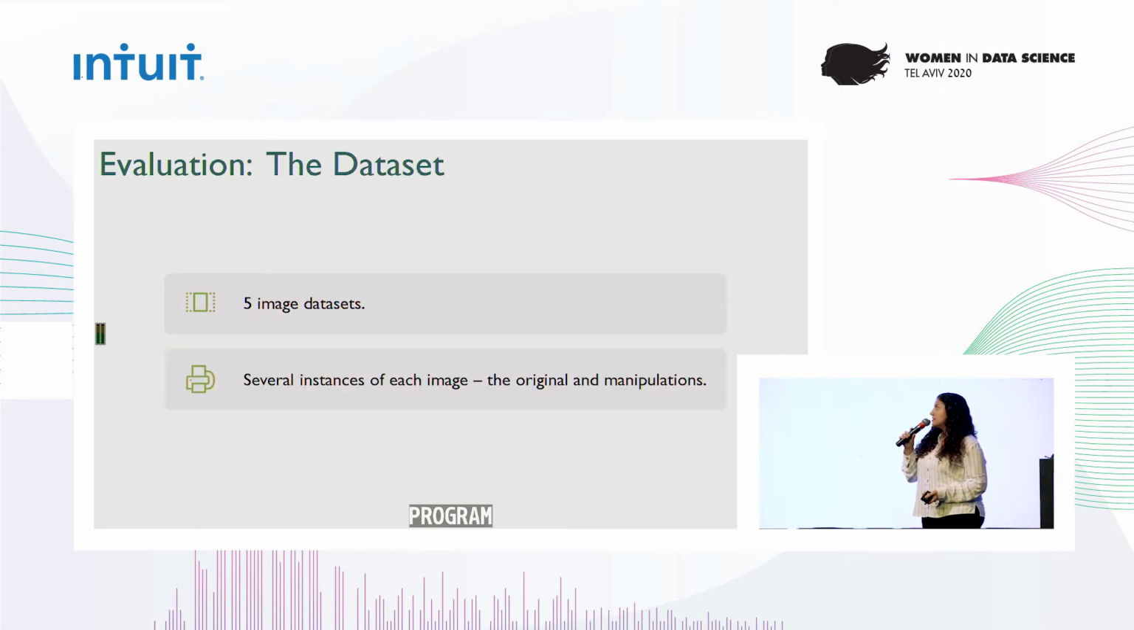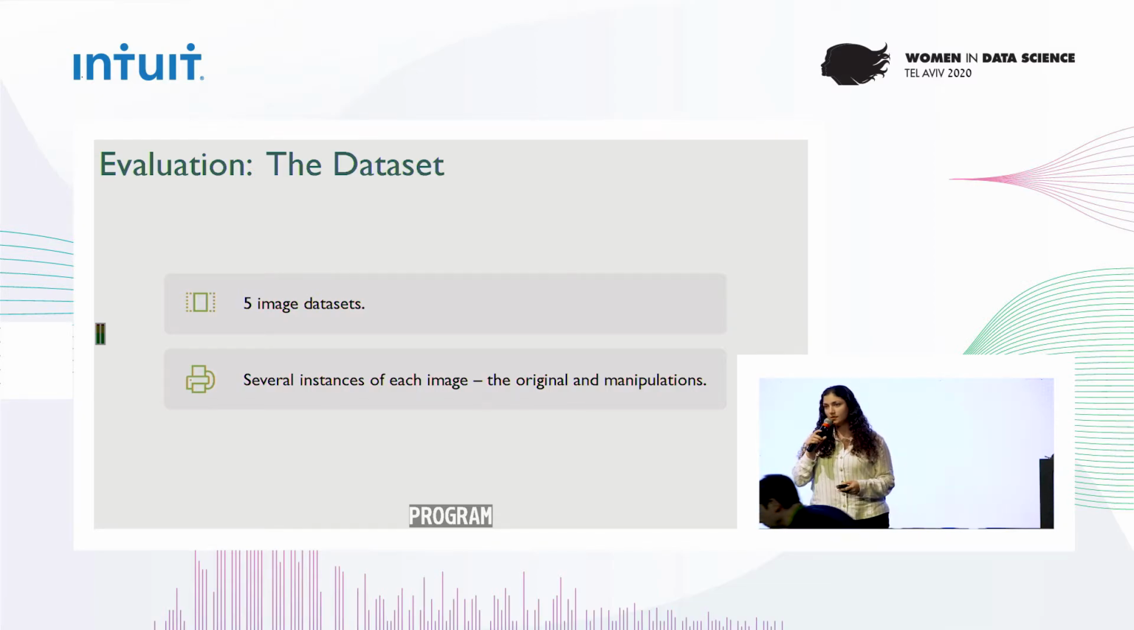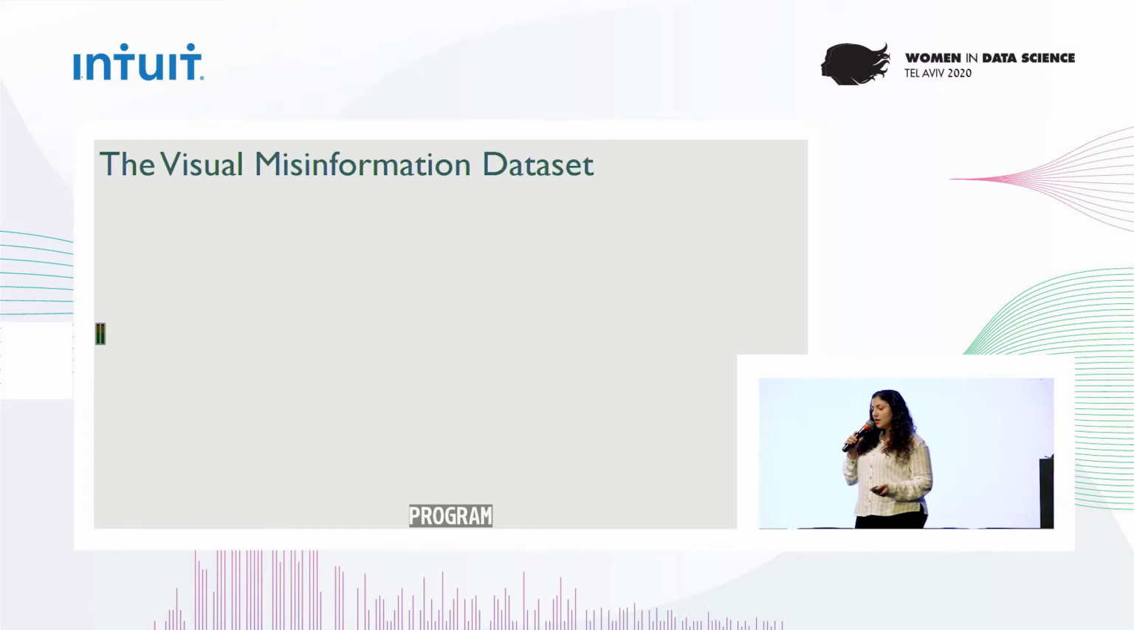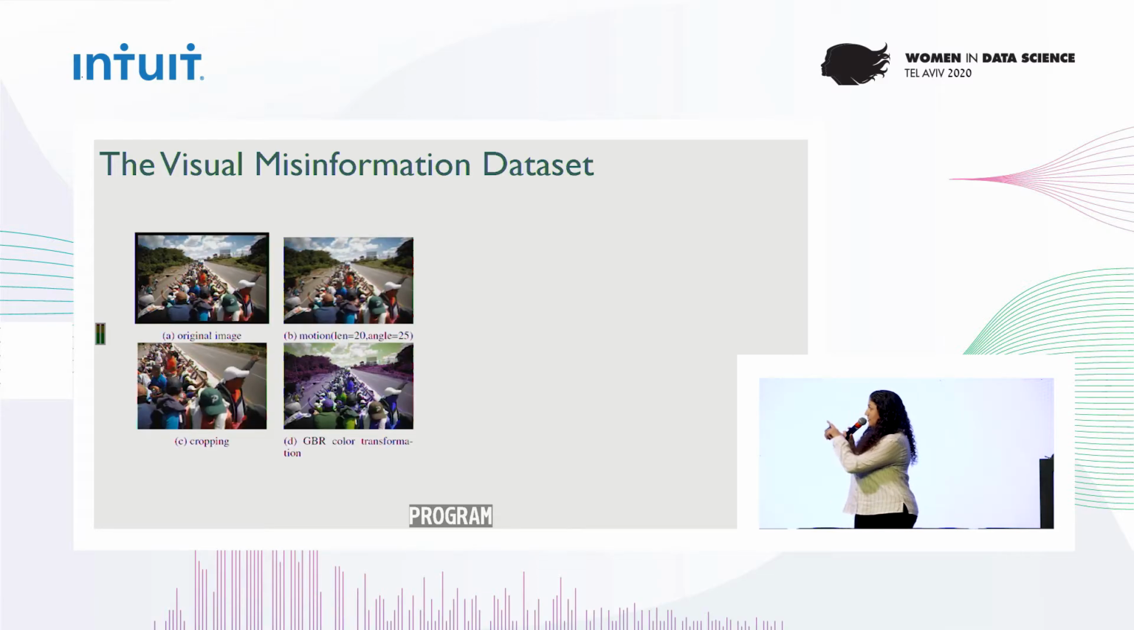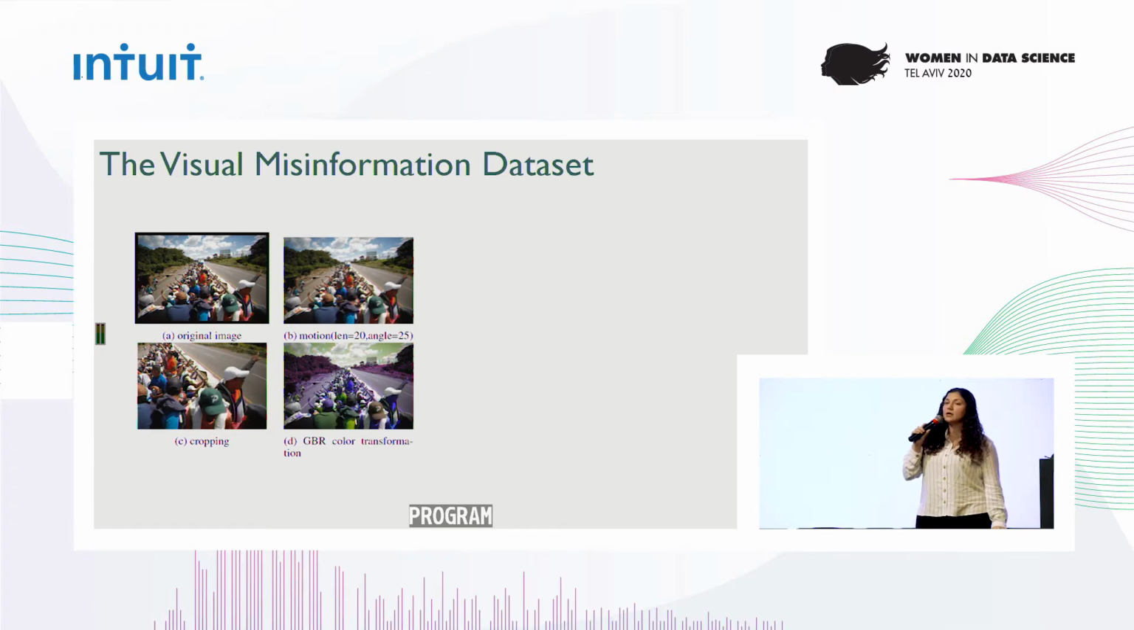Each image has several instances. It has the source image and several manipulated versions. For example, here you can see an original image from the news website dataset and 3 of the manipulations that we automatically generated, for example, cropping the image or changing the colors, and there were many more.